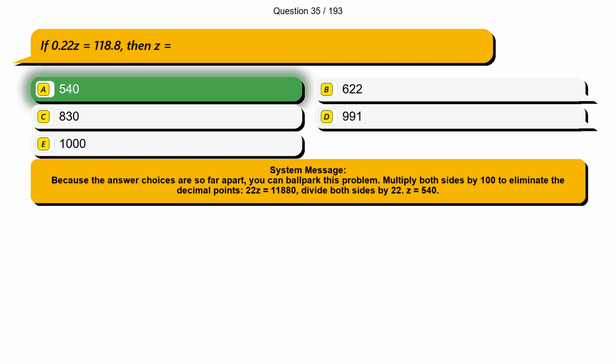Because the answer choices are so far apart, you can ballpark this problem. Multiply both sides by 100 to eliminate the decimal points. 22z equals 11,880, divide both sides by 22. Z equals 540. Question 36.